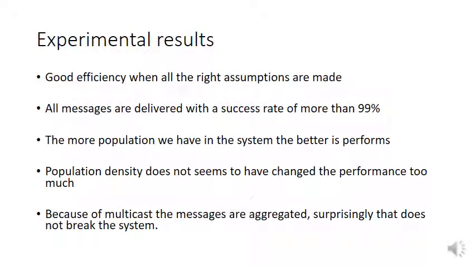Some experimental results were shown in the paper, in which some really good assumptions were made: no players go away from the network all at once, there's no bandwidth failure, and each player has a decent processor setup. It gave good efficiency when all the right assumptions are made. All multicast messages were delivered with a success rate of 99%. The more population we have in the system, the better it performs.